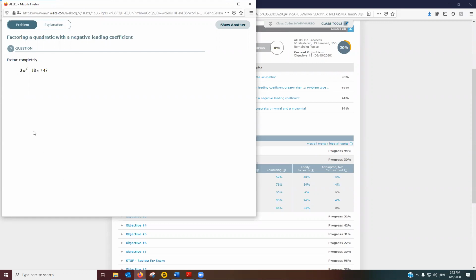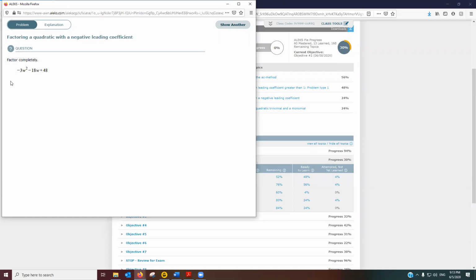So what that means is they're giving me an example where there's a negative number in front of the w squared. Well, to do factoring like this, like we just discussed, I really don't want a negative number in front of w squared. I want a positive number there. So I'm going to factor out a greatest common factor and include the negative sign with what I factor out in front.